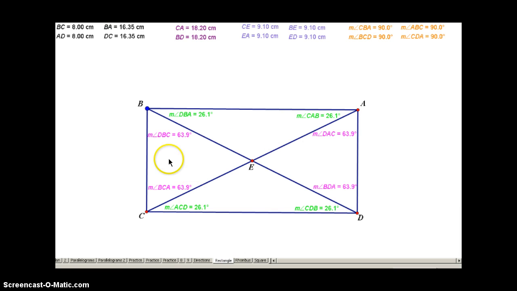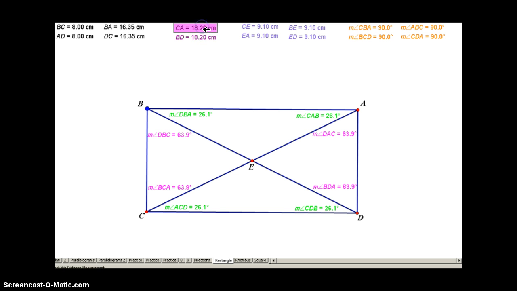All right, so here's our rectangle, and in our rectangle we have all of the properties of a parallelogram. So if you notice, BC and AD are congruent, BA and DC are congruent, and all 4 of our angles, which help us with our opposite angles, are congruent. But we need to focus on specific properties of a rectangle, which make it different from a rhombus and a square. So we're going to focus on the diagonals.